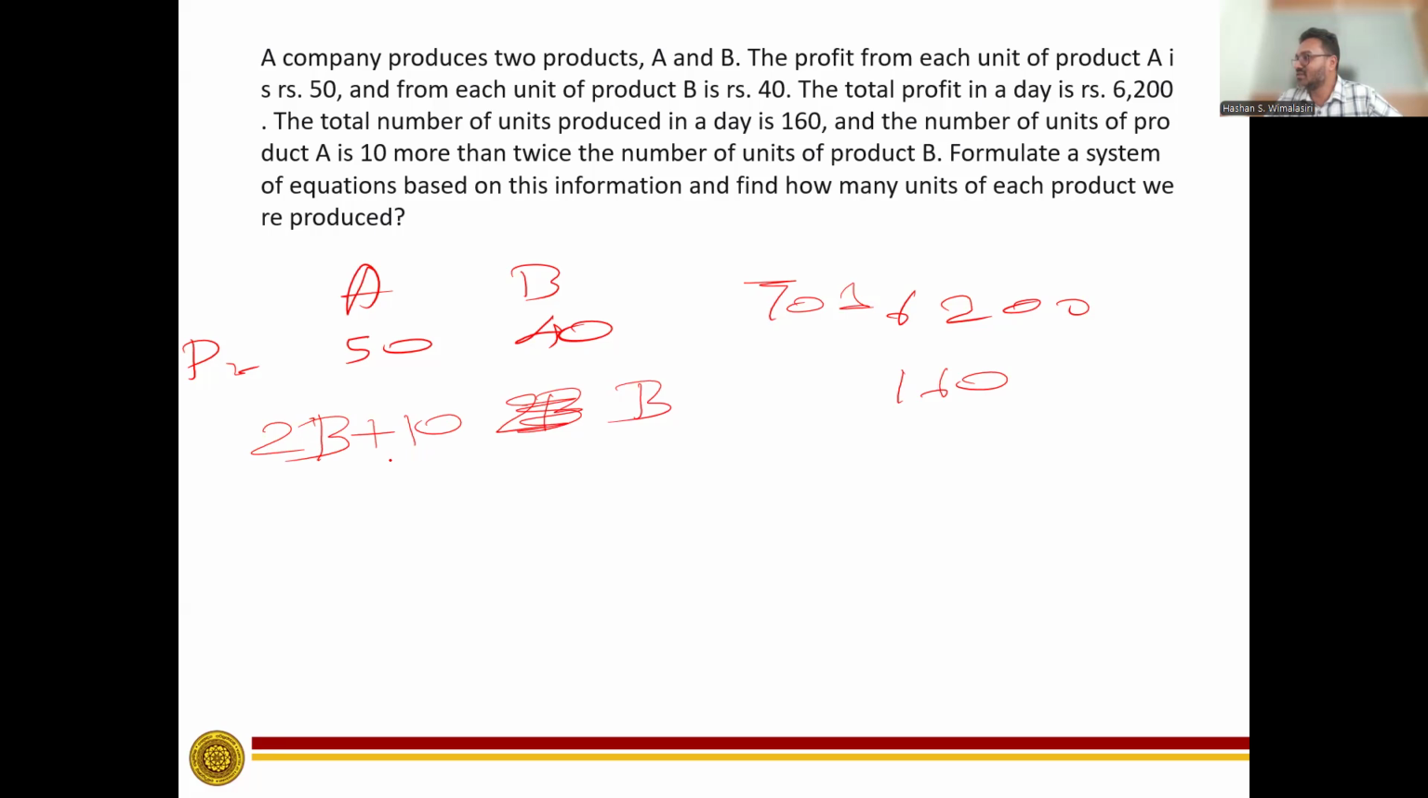Formulate the system of equations based on the information given below. So then here we can write it down. So then 50 and 40 and 6,200. So what is the answer for this one?